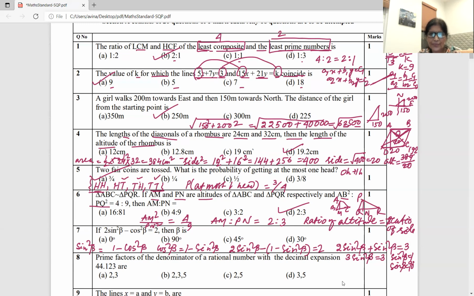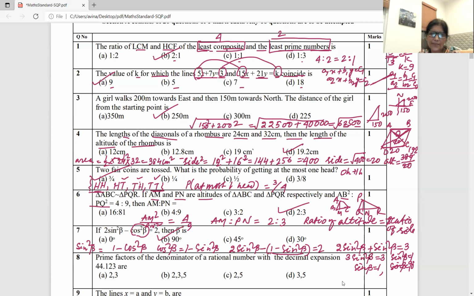1. I repeat here, हमने cos square beta को change करके 1 minus sine square beta लिख दिया यहाँ, तो खोल के हो गया 2 sine square beta माइनस 1 प्लस sine square beta, तो 2 sine square beta मिला के 3 sine square beta, 3 sine square beta 3 है, तो sine square beta 1 हुआ, तो sine beta भी 1 हुआ। Sine beta जब 1 हुआ तो beta हो गया 90 degrees। तो 90 degrees, B is the answer.